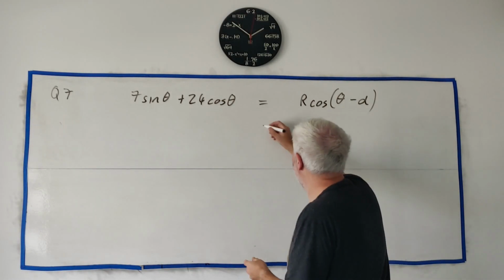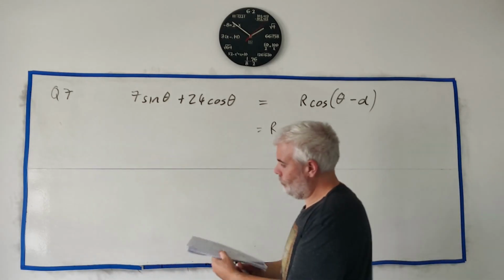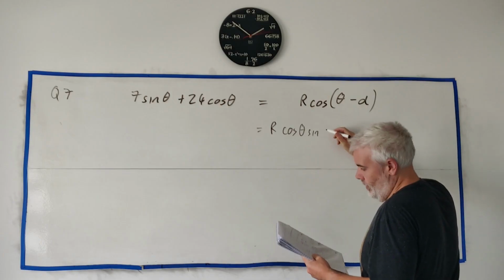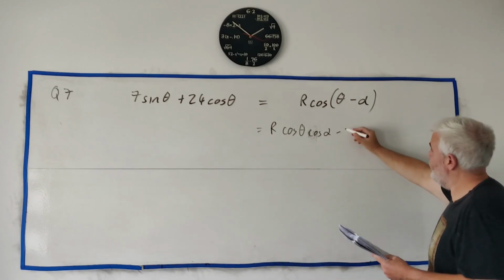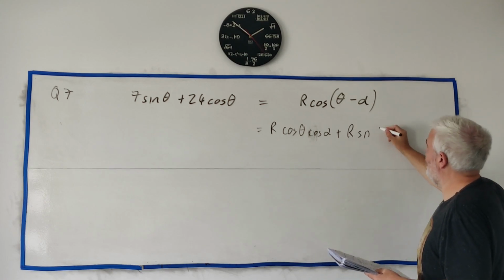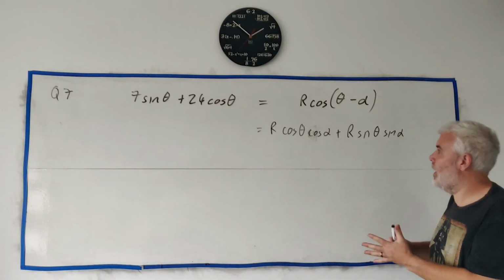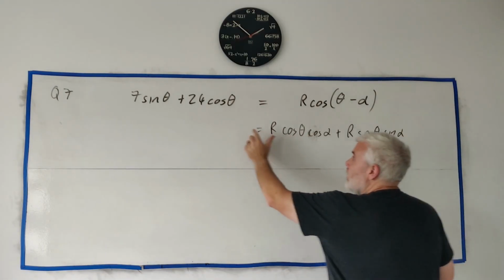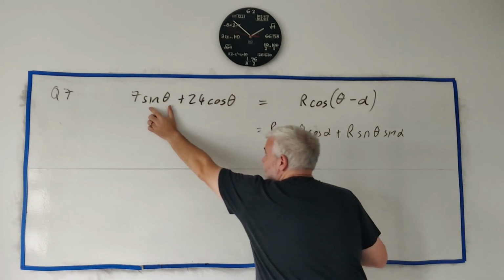This side here is the same as R multiplied by, well, let me just check my notes. Yeah, here we go. Cosine the first angle, cosine the second angle, plus R multiplied by sine the first angle, sine the second angle. Now that might not look special, but what we've done here is we have a cosine theta on the right and a cosine theta on the left. We have a sine theta on the right and a sine theta on the left.